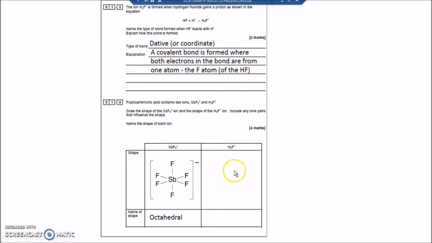H2F plus, so what's the F got? Well, F is in group 7. If it's a plus, it's lost an electron, so it's not got 7 in its outer shell now, it's got 6 in its outer shell. If it's got 6 electrons in its outer shell, 2 are involved in bonding pairs, it puts an electron in each of these covalent bonds. So 2 bonding pairs, it had 6 in its outer shell, 2 bonding pairs, it's got 4 left over, it's got 2 lone pairs. So that's how we draw it.